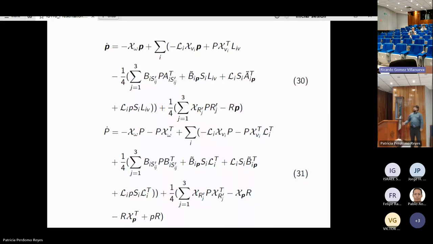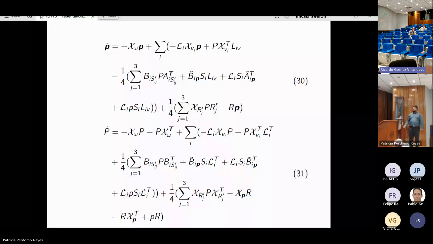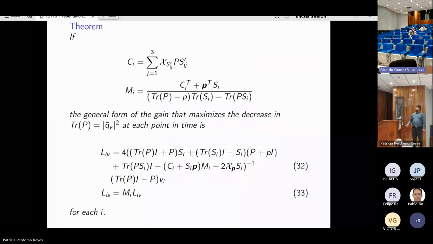Now, the optimal gain, in the sense that it decreases this trace the most at each point in time, is given with this expression, where if we take the trace of this equation 31 and then take a gradient with respect to the gain components, we get the following expression, with all of this being within the inverse, this being this multiplication times the vi here, and the C, the Ci and the Mi being these expressions up at the top.